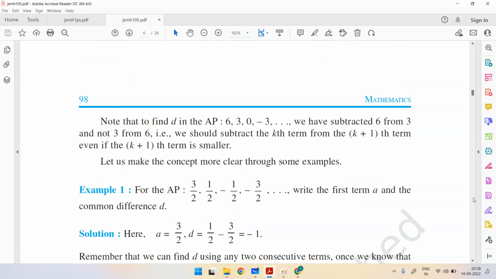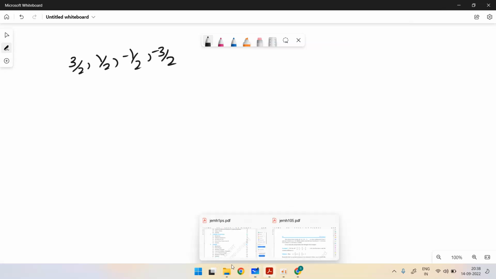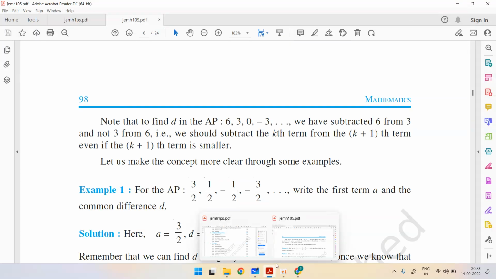So, for an AP, 3 by 2, 1 by 2, minus 1 by 2, minus 3 by 2, and so on. Write the first term A and the common difference. This is the simplest, very simple question. So the terms are 3 by 2, 1 by 2, then minus 1 by 2, minus 3 by 2. This is already given as an AP and you need to find this.